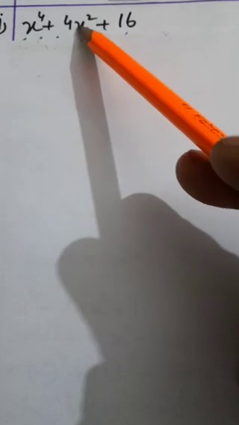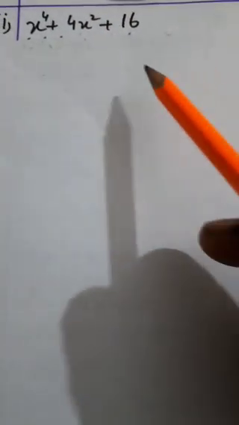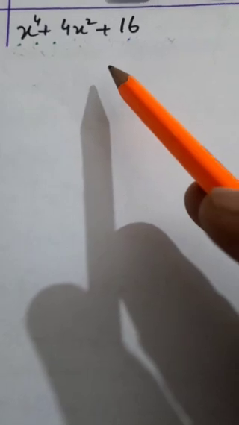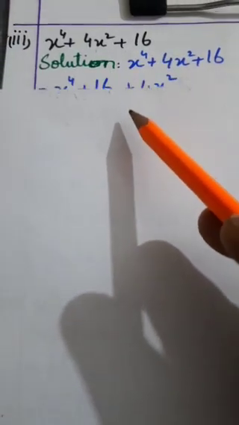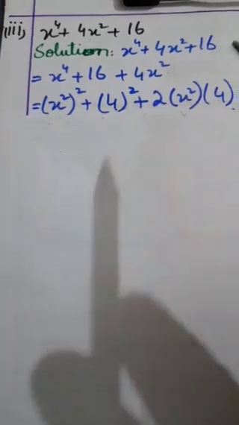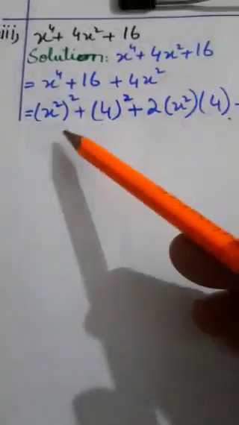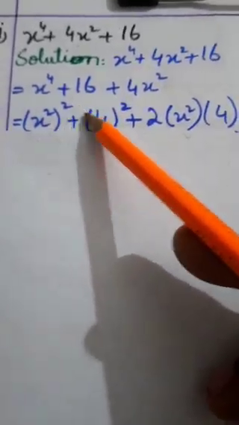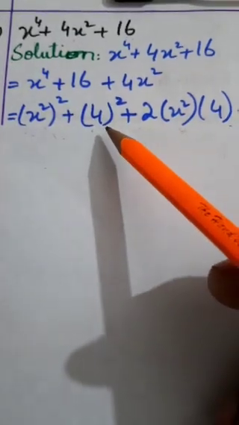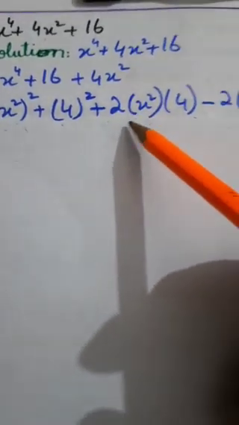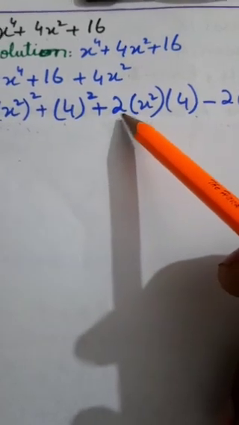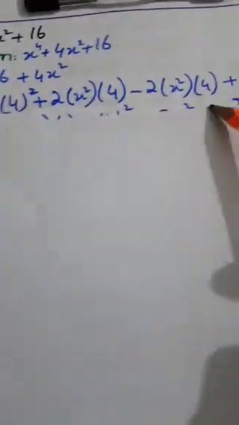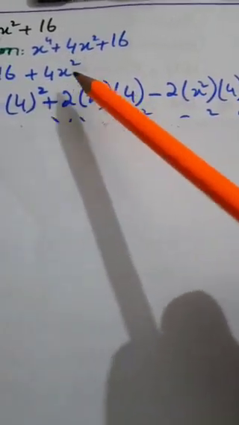So what you do, girls, you have to write this third term at the side, and with the same method which we have done in the last two parts, girls, we have to add or subtract with the help of 2ab. So girls, the first term is x square, we will write down (x square) whole square, and 16 is the square of 4. So (4) whole square plus what we need, 2ab. So we write down 2x square into 4, and we also subtract 2x square into 4, and plus 4x square which is already present in the question, we have to write down at the end.